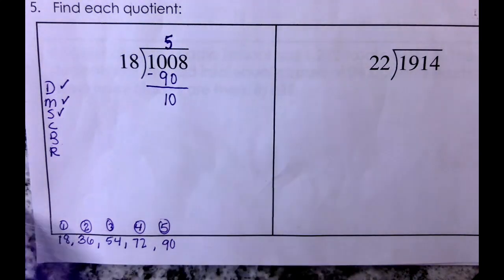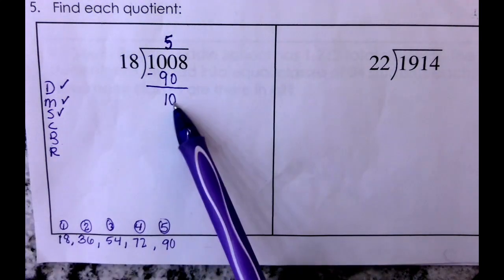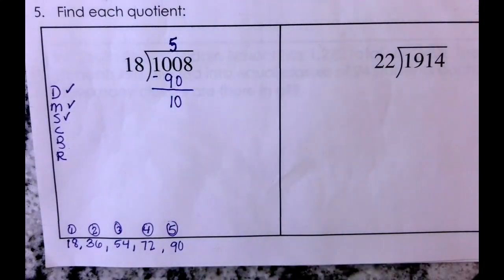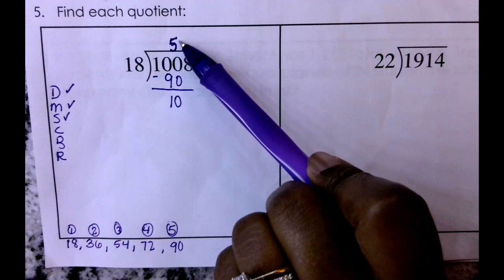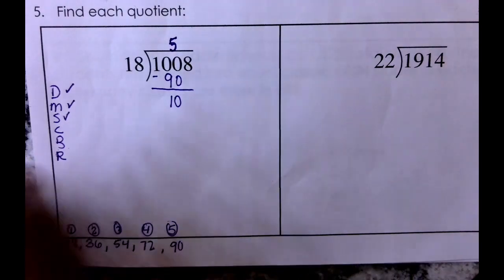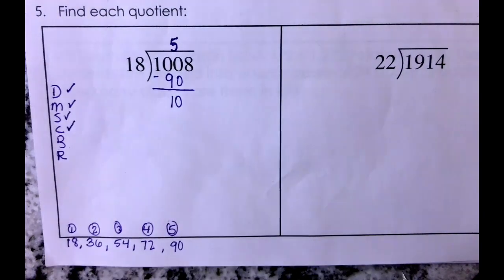Okay? Now I'm going to take a second to check. Whatever I have left over should be less than 18. If I get something that is 18 or greater, it means I didn't choose the greatest number up here when I was trying to figure out how many times it could work. So I got 10, which is less than 18, and I can move on. So we checked it. Alright, now the B stands for bring down.